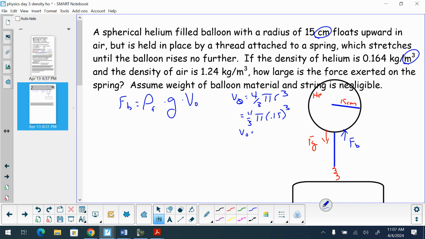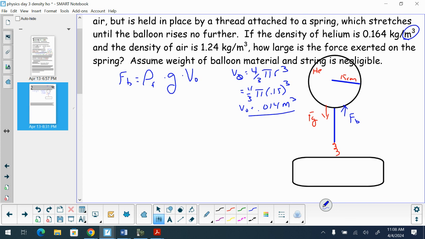All right, so we get the volume of the object. What's the volume of our object here? 4/3 pi r cubed. Seth, what do you get? 0.014 meters cubed. We good with that? 4 times pi times 0.15 cubed divided by 3. We all good with that number? What are you getting over here? Yeah, that's about right. I just didn't multiply by 5. That's fine.